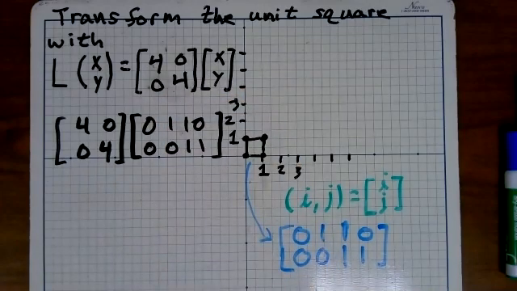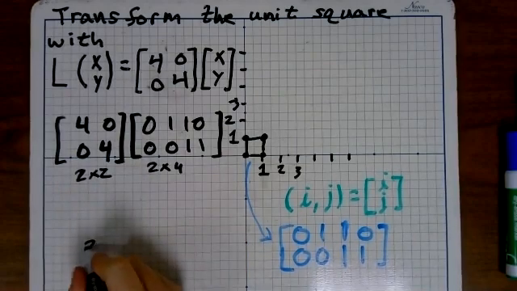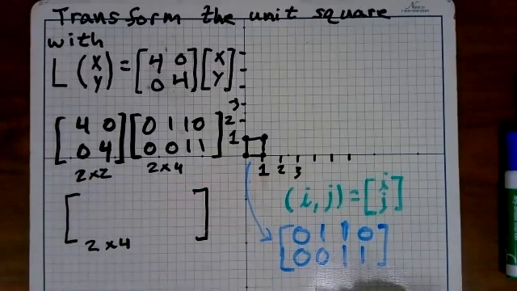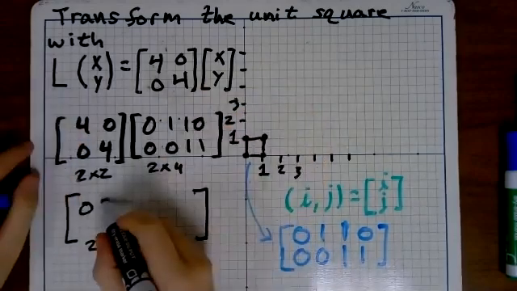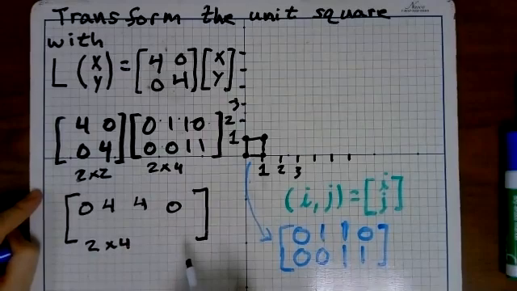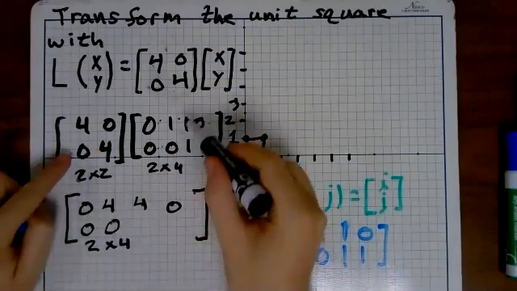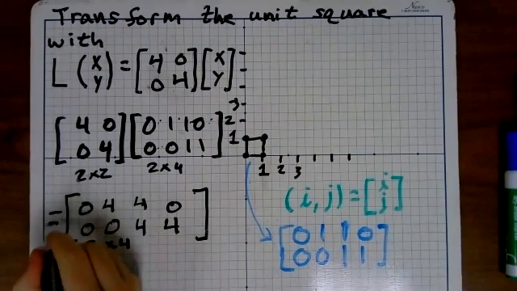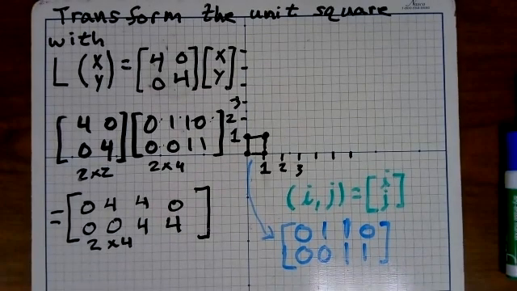Let's go ahead and multiply these together. This is a 2 by 2, this is a 2 by 4, so its product will be 2 by 4. So 0 plus 0 is 0. 4 plus 0 is 4. 4 plus 0 is 4. 0 plus 0 is 0. Next row. 0 plus 0 is 0. 0 plus 0 is 0. 0 plus 4 is 4. 0 plus 4 is 4. If you need more practice with multiplying matrices, you can go back and review the multiplying matrix lesson.